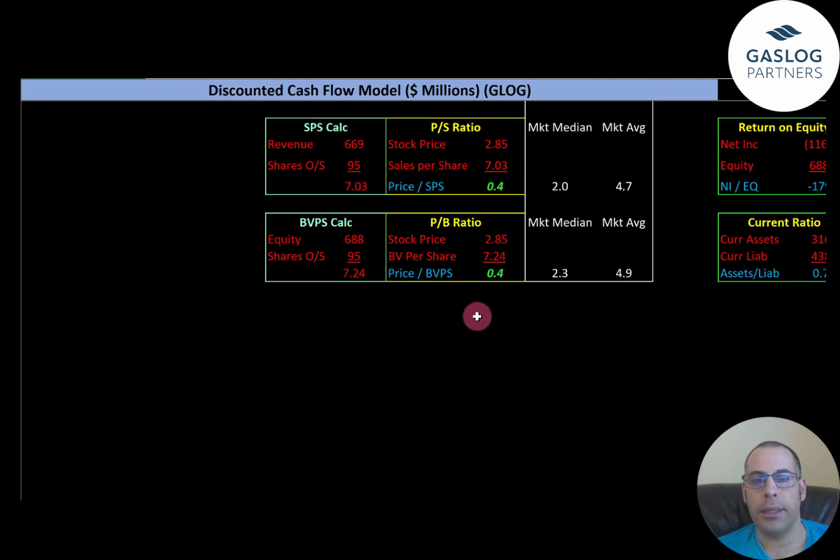They have a really good price to book ratio also. The median is 2.3. The average is 4.9. Price to book is stock price over book value per share. To calculate book value per share, that's equity over shares outstanding. I like to see below 3.5. They're at 0.4, so investors are paying 40 cents for $1 book value. Equity is total assets minus total liabilities on a balance sheet.